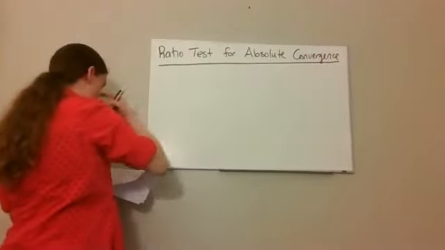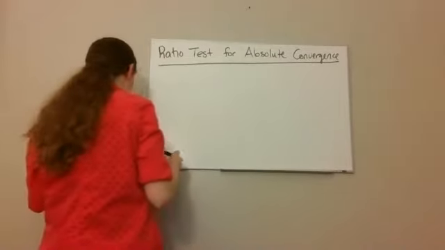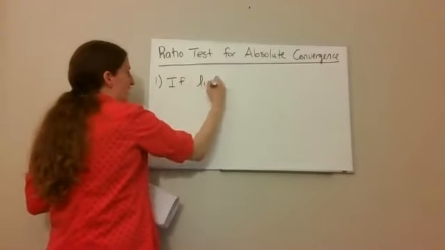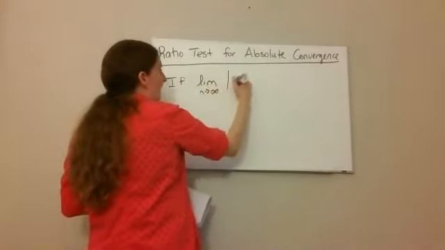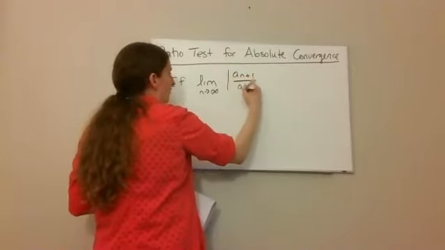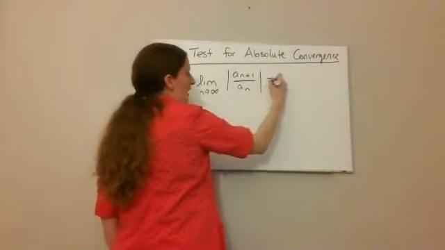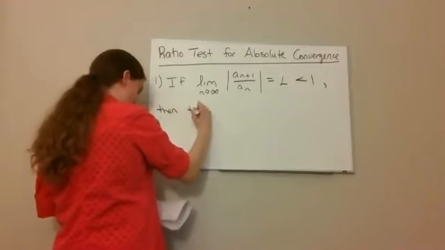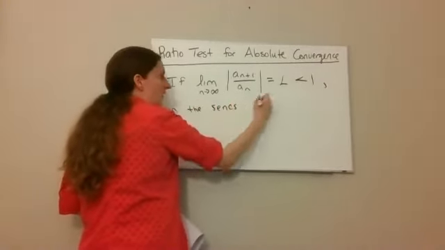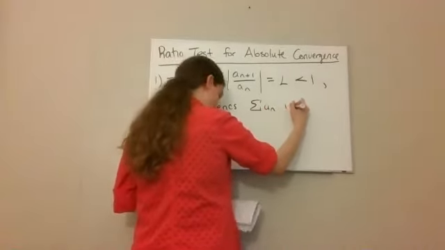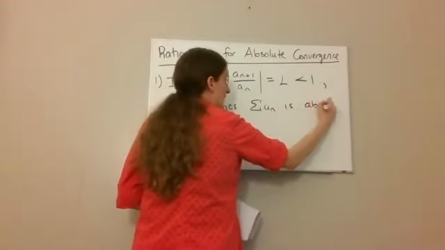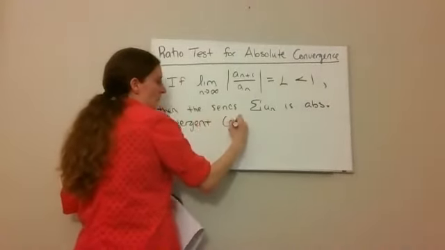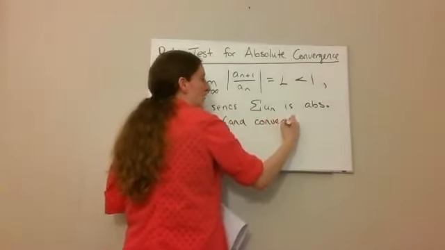So the ratio test for absolute convergence says that if the limit as n goes to infinity of the absolute value of a_(n+1) over a_n equals some L, which is less than 1, then the series sum of a_n is absolutely convergent. Which of course means that it's also just regular convergent.